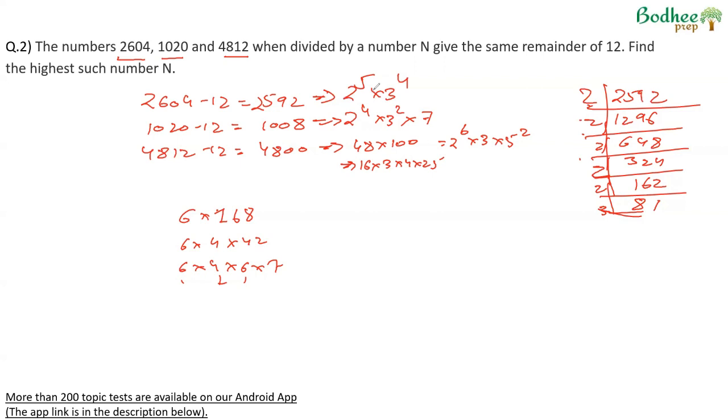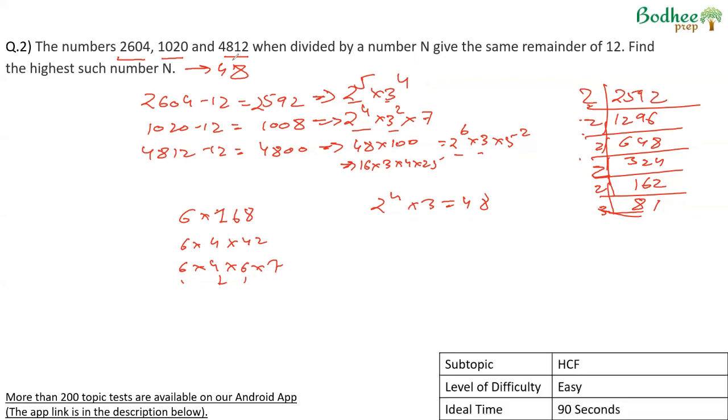Clearly, the HCF will be the lowest power of 2, which is 2 raised to power 4, and the lowest power of 3, which is 3. 5 is not present here, 7 is not present here. So 48, and therefore the value of n is 48. Again, basic question of finding HCF. Ideally, you should be able to do this within 1.5 to 2 minutes. And in terms of concept, it's an easy question.